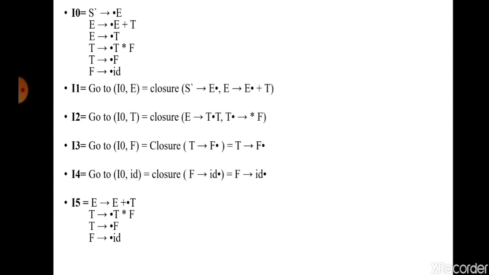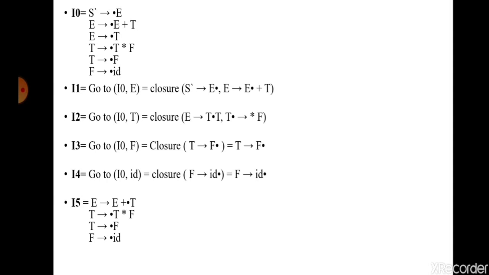After item set I naught, in step 2 we find the goto function of all item sets. The goto function is mainly used to find the next state from the current state by moving the dot one position from left to right. The states are named I0 up to any number, and naming stops when a repetition occurs. The initial state is named I0.